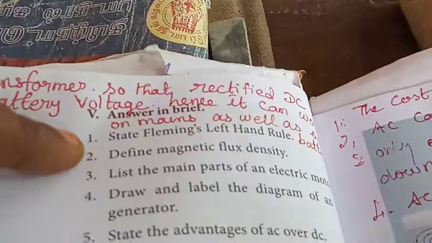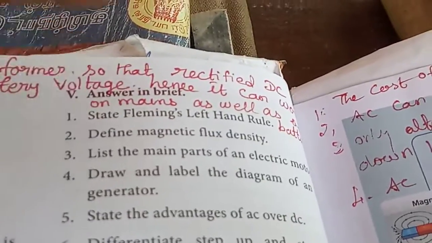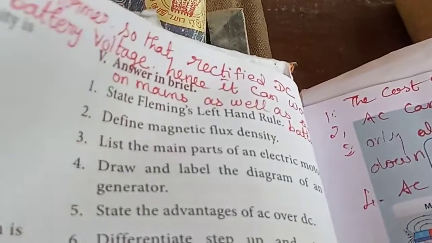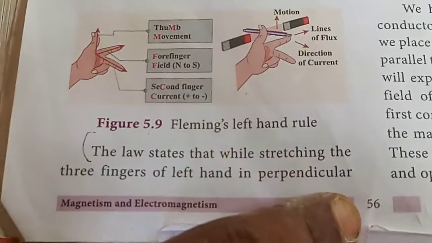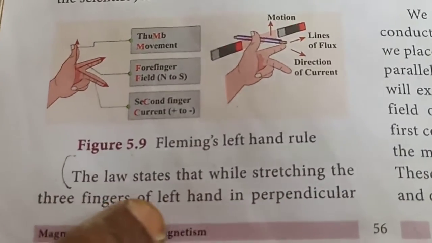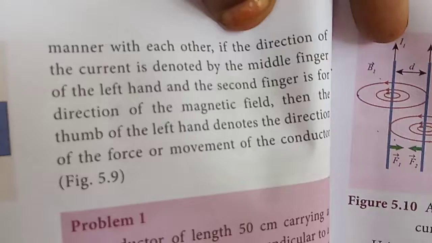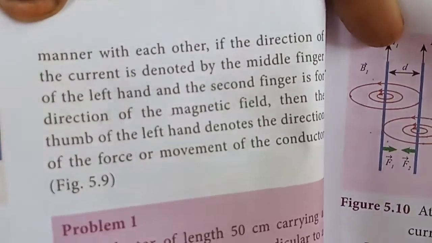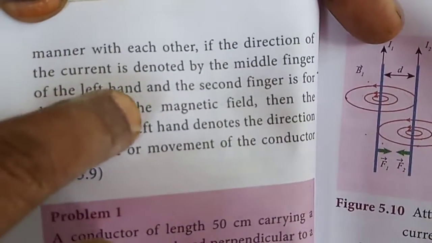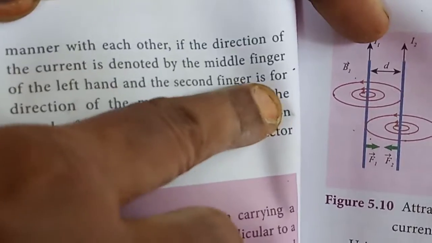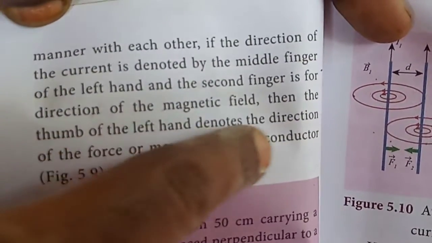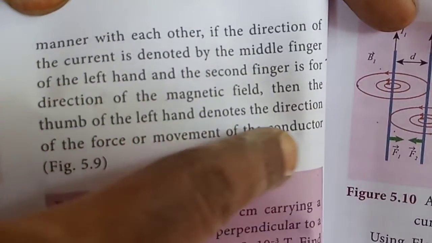Okay, then Roman letter 5, answer in brief. The first question, state Fleming's left hand rule. That is page number 56. The law states that while stretching the 3 fingers of the left hand perpendicular to each other, if the direction of the current is denoted by the middle finger and the forefinger is for the direction of the magnetic field, then the thumb of the left hand denotes the direction of force on the conductor.